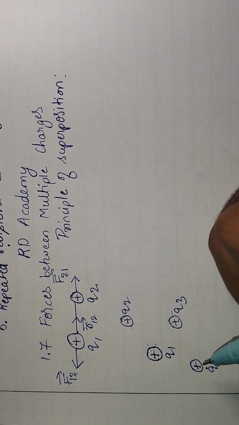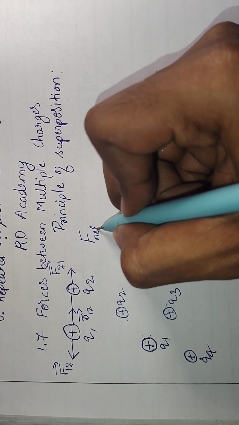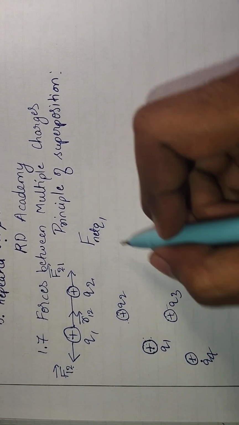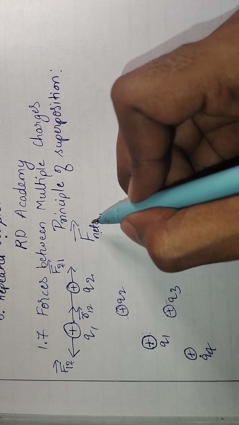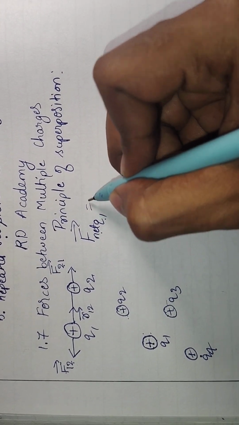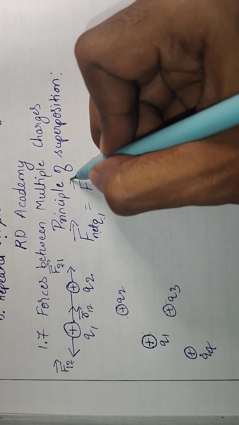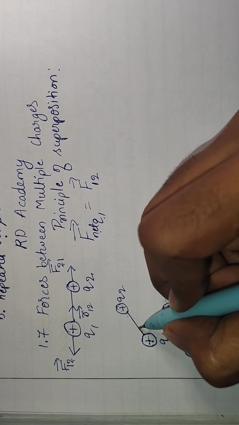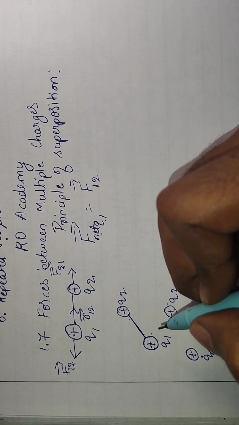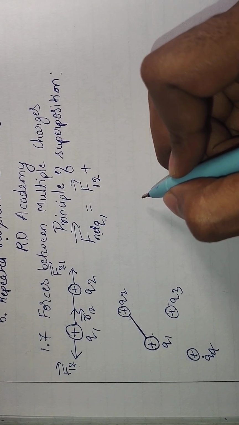If I want to write it mathematically, I can write the net force acting on charge Q1. Force is a vector. The net force acting on charge Q1 is nothing but the force acting on charge 1 due to charge 2, that is the first force, right? There will be some electrostatic repulsion force between charges Q1 and Q2. You have to take that force plus the vector sum.